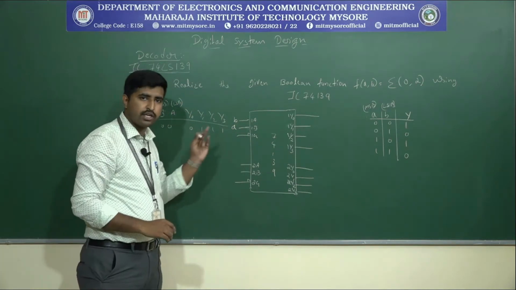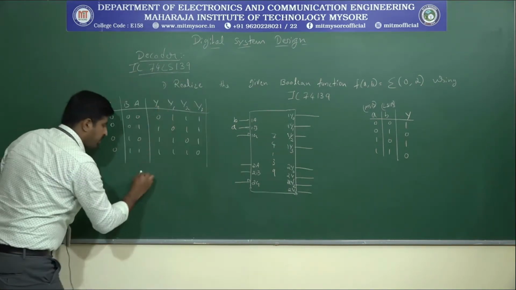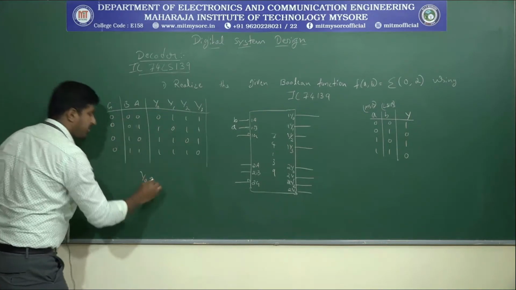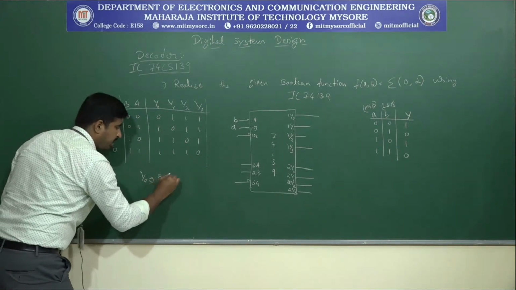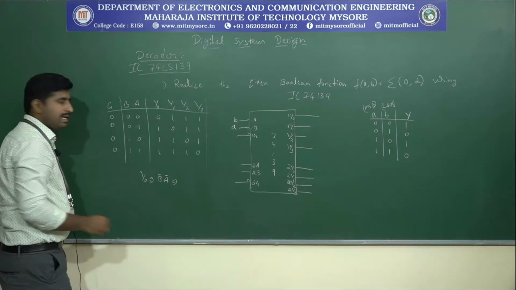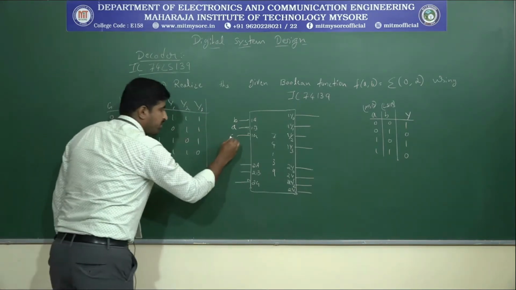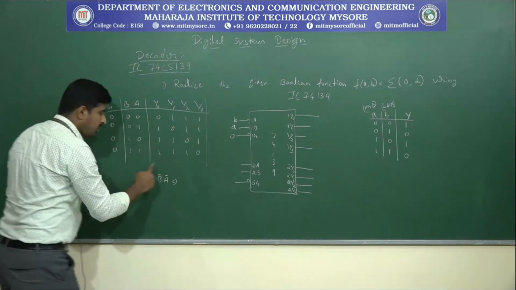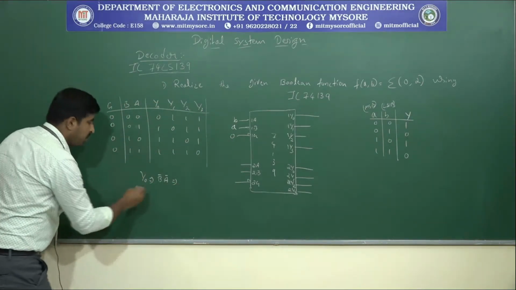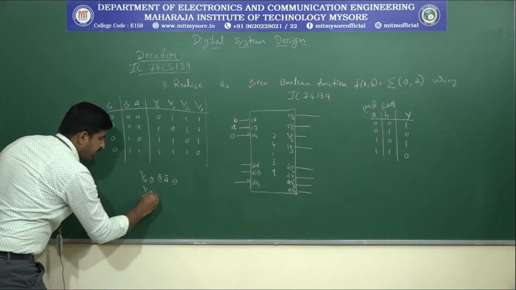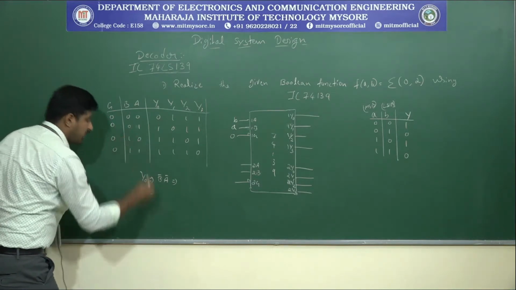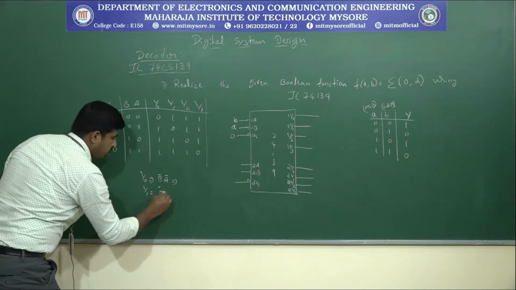Let's complete the circuit diagram. So when will Y0 be enabled? When the inputs A and B are 0, 0. Let it be enabled. Enable means it should always be given 0. So here we need to give a logic 0. So let's analyze this one. Okay. So when will Y1 be enabled? When we have the inputs B and A as 0, 1.